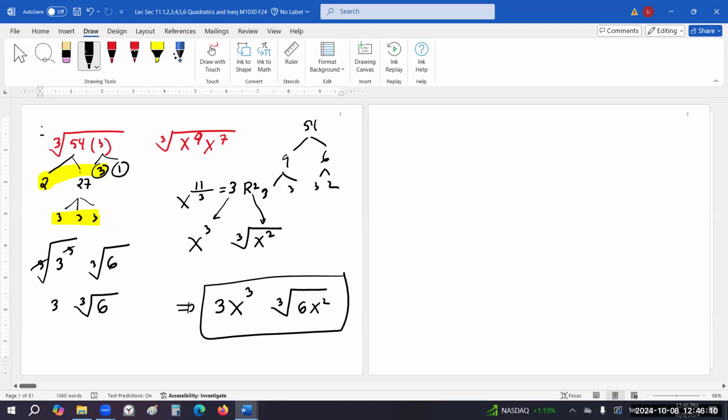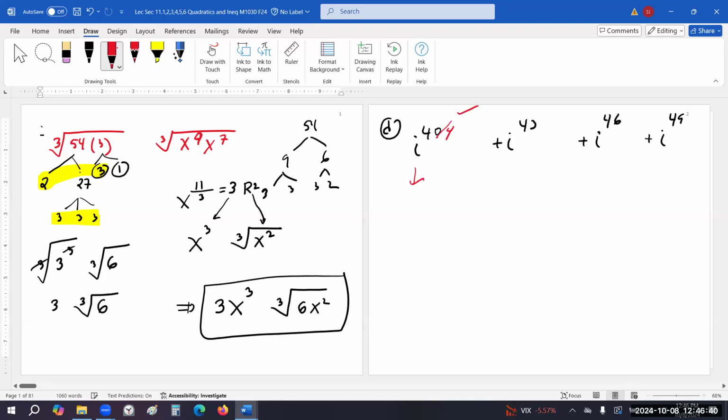Okay. Next, i to the 40, i to the 43, i to the 46, and i to the 49. I told you, you didn't have to do any math. Just remember the rules. If it's divisible by 4, the answer is 1. If it's not divisible by 4, the answer is -1. Can you divide 40 by 4?